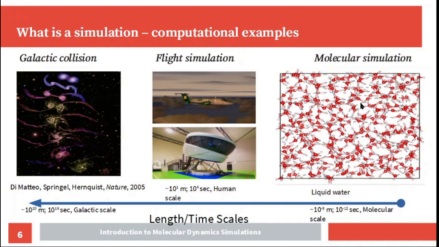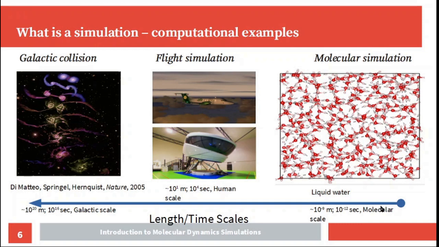The point is, computer simulations can span a very wide range of length and time scales, starting from galactic length and time scales, where the length scales are of the order of 10 to the power of 20 meters and time is of the order of 10 to the power of 16 seconds, which is a few billions of years, to human scale here, and all the way up to molecular scale, 10 to the power of minus 9 meters or nanometers, and 10 to the power of minus 12 seconds, which is also 1 picosecond, that is molecular scale.